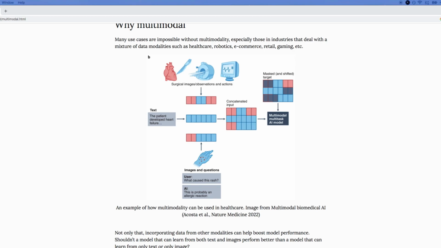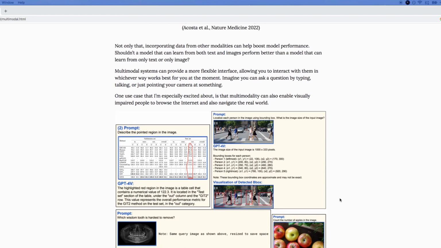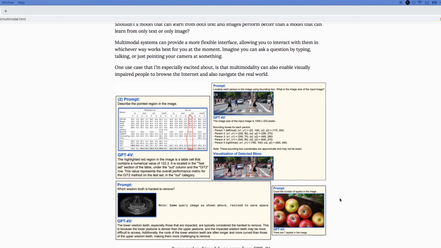Performance. Shouldn't a model that can learn from both text and images perform better than a model that can learn from only text or only image? Multimodal systems can provide a more flexible interface, allowing you to interact with them in whichever way works best for you at the moment. Imagine you can ask a question by typing, talking, or just pointing your camera at something. One use case that I'm especially excited about is that multimodality can also enable visually impaired people to browse the internet and also navigate the real world.